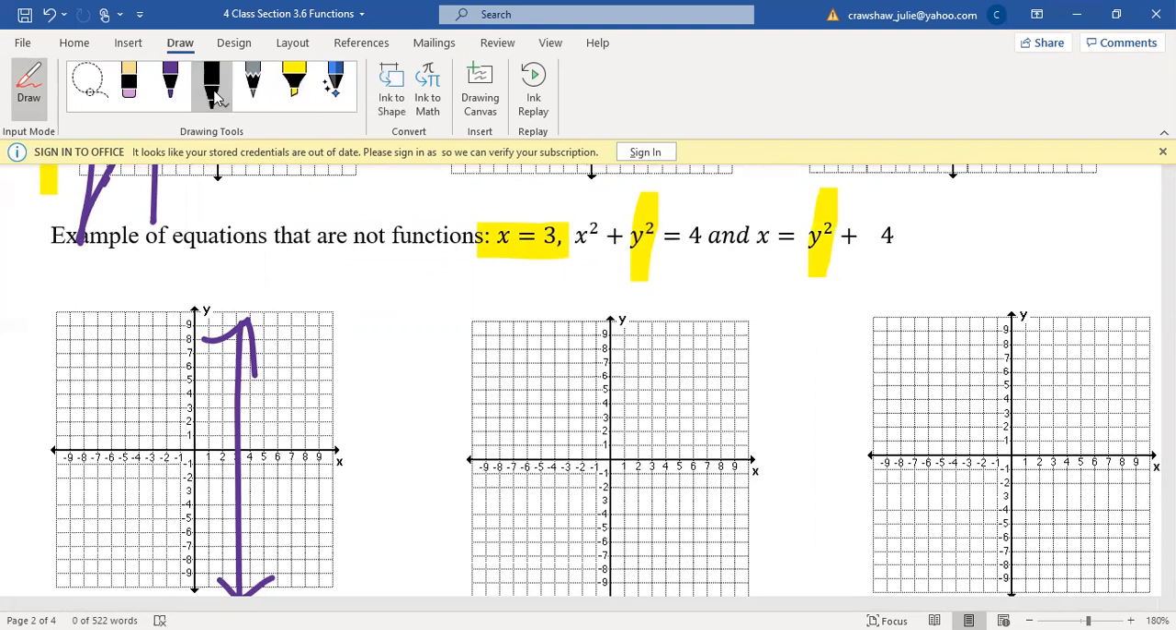This one's going to be a circle. You don't necessarily have to graph these in our class, but you do need to know that when the y is raised to an even power, it's not going to be a function. This is going to be a parabola. Quite right. So it's going to be 0, 4.